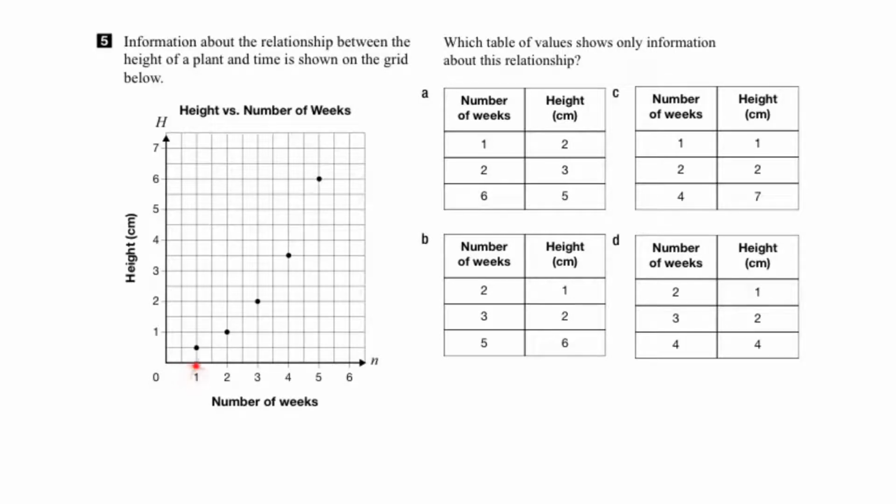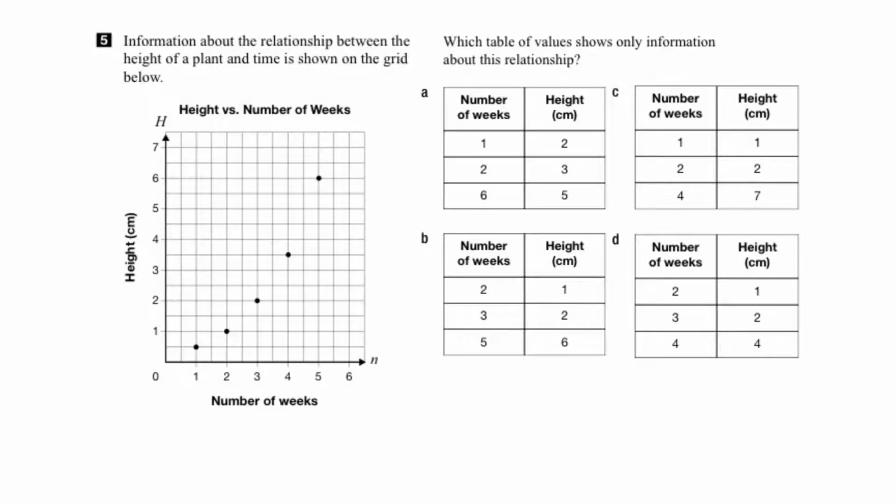After 1 week, the plant has grown half a centimeter. We know that because each of the lines along the vertical axis here represent a half a centimeter. So half a centimeter, 1 centimeter, 1.5 centimeters, 2 centimeters, and so on. Okay, so let's look at our tables.